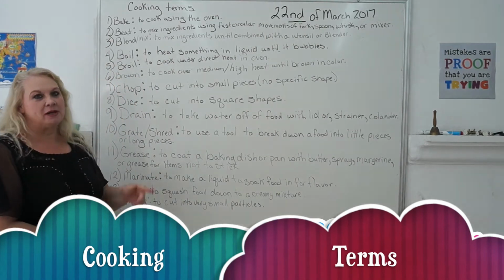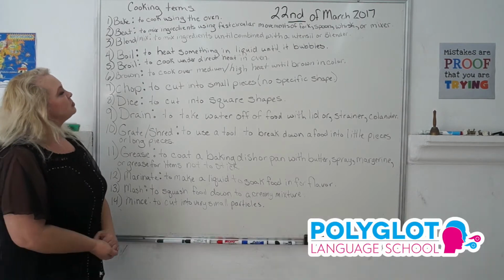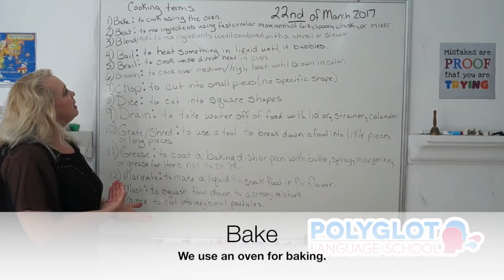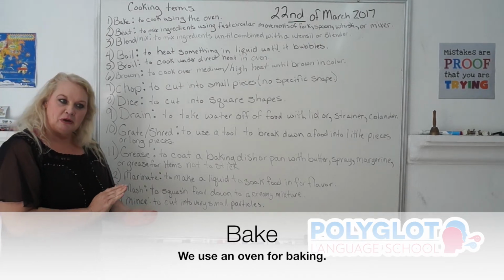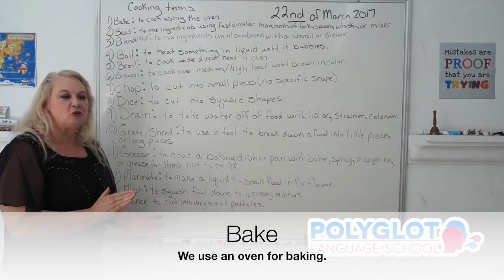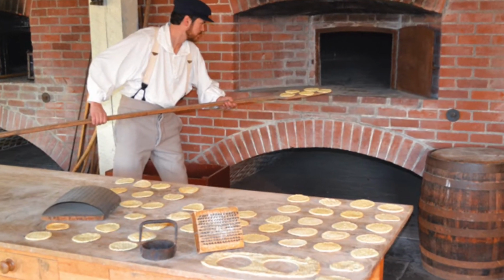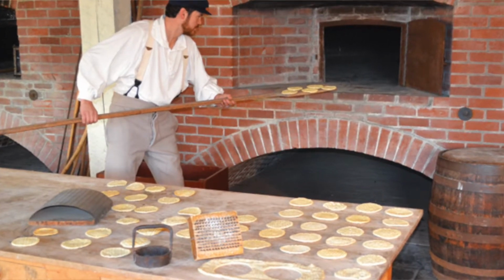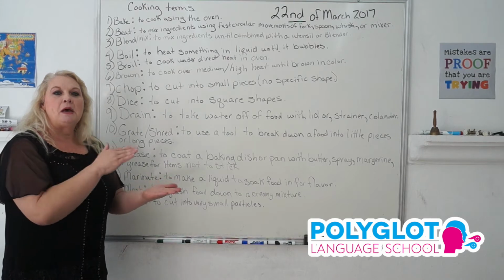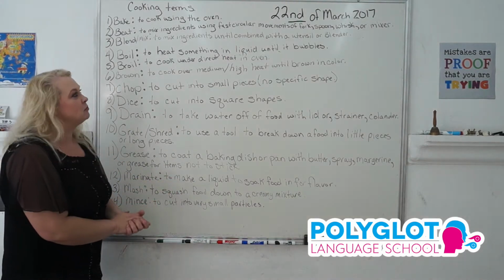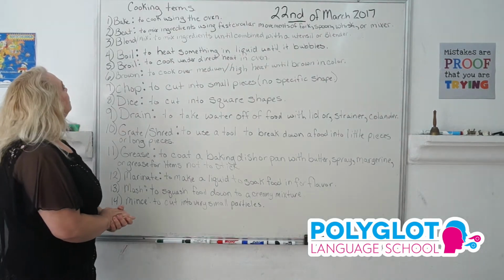Today I would like to go over a few common cooking terms. The first one we're going to go over is bake. Bake you use when you are using your oven. You cook whatever it is in the oven. It can be a roast, it can be a cake, it can be any kind of vegetable, lasagna, pizza, all that is baked. Okay, so we use those with the word bake.